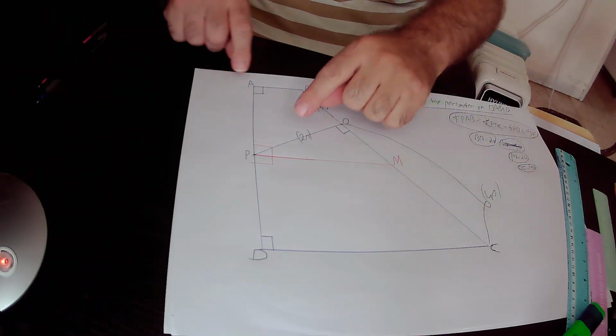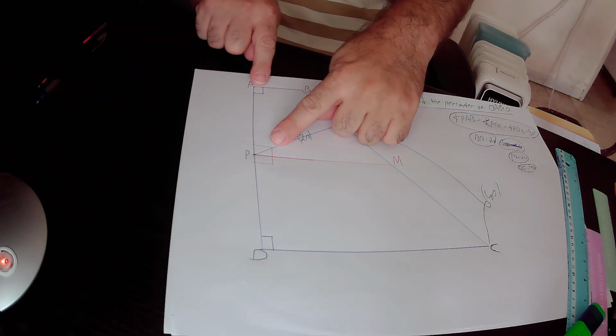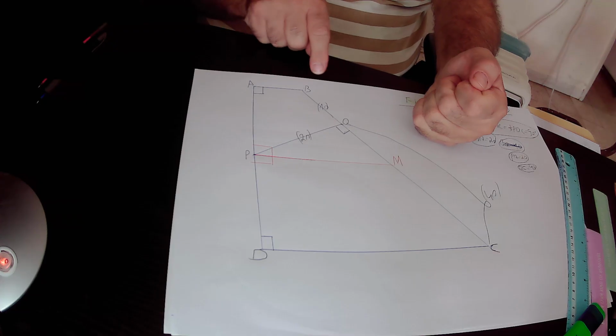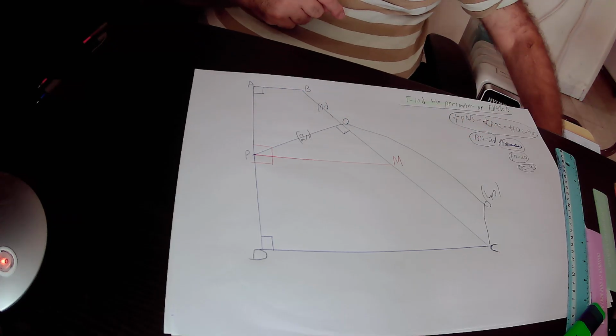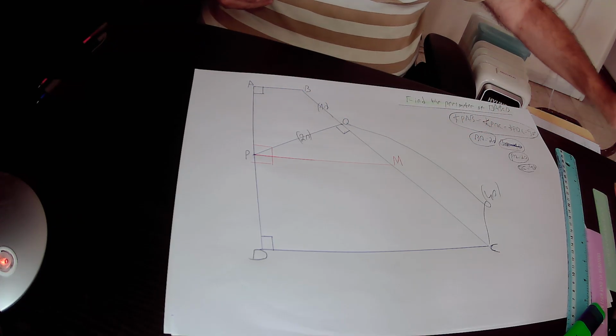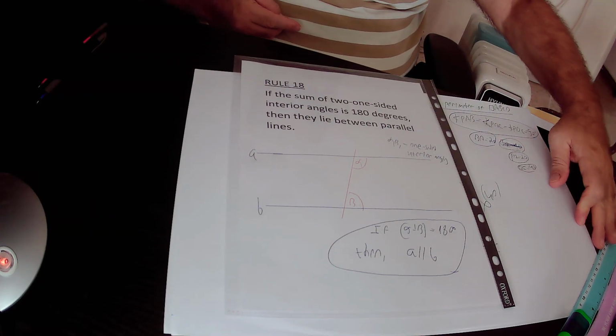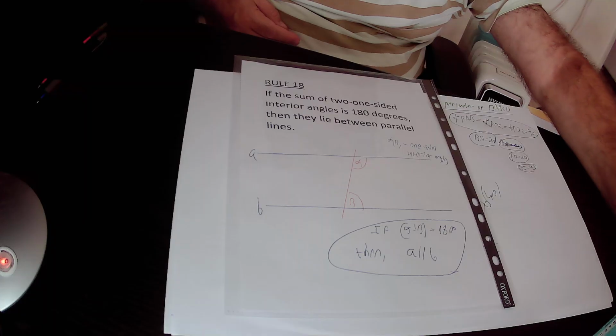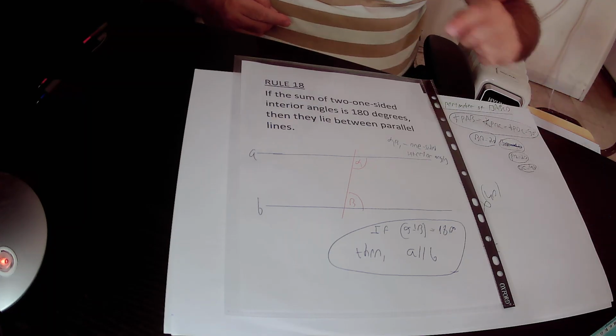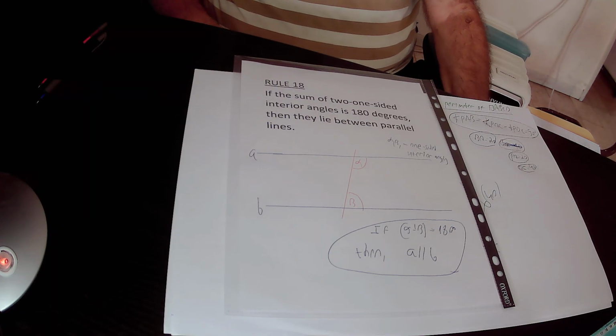Again, because the sum of those two one-sided interangles is equal to 180 degrees, they must be located between parallel lines. That is to say, AB is parallel to PM, according to Rule 18. So, quickly on Rule 18. According to Rule 18, if the sum of two one-sided interangles is equal to 180 degrees, then they lie between parallel lines.